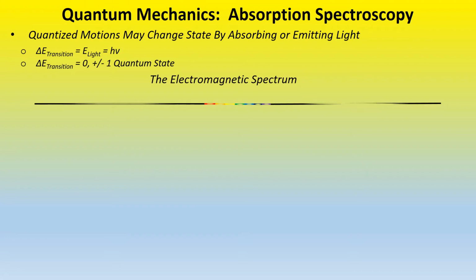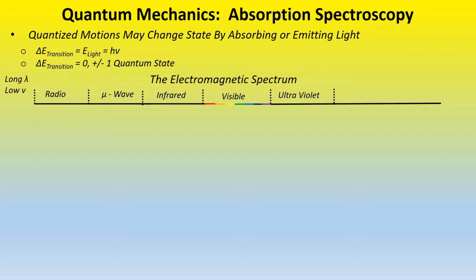The electromagnetic spectrum stretches from long wavelength, low frequency, radio waves, microwaves, infrared, visible, red, orange, yellow, green, blue, indigo, violet, ultraviolet, X-ray, and gamma ray at short wavelengths, high frequency. Since E equals h nu, radio waves at the lowest frequency have the lowest energy, and gamma rays at the highest frequency have the highest energy.